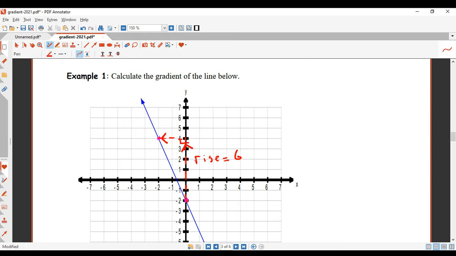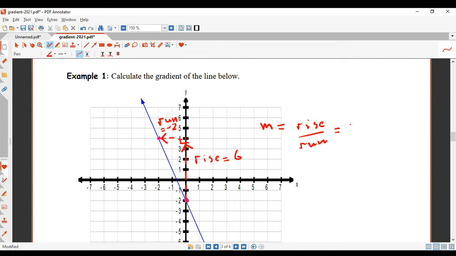So I went up. Then I went left. Now you've got to be careful here. We know that left, we're going to allocate left as the negative direction. So I went left. How far did I go left? So I went from here to -2. So we're going to say that the run component, which is a horizontal component, is -2. All right, that means my slope or gradient, m, so m is the symbol for gradient, which is rise over run.